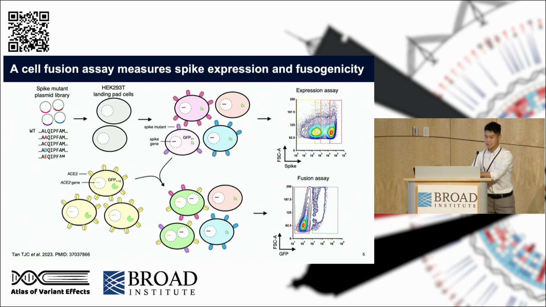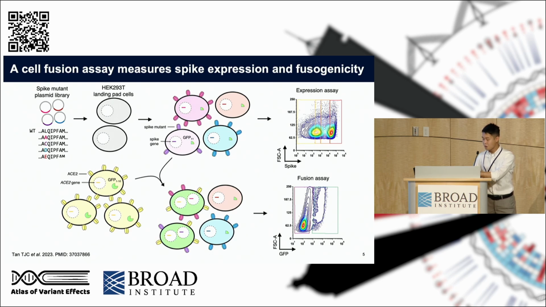If the spike protein is fusogenic and is expressed on the cell surface, then it will fuse with ACE2 expressing cells to form green fluorescing syncytium. On the other hand, if the spike mutant does not express on the cell surface, or if it is locked in its pre-fusion conformation, then it will not form green fluorescing syncytium.